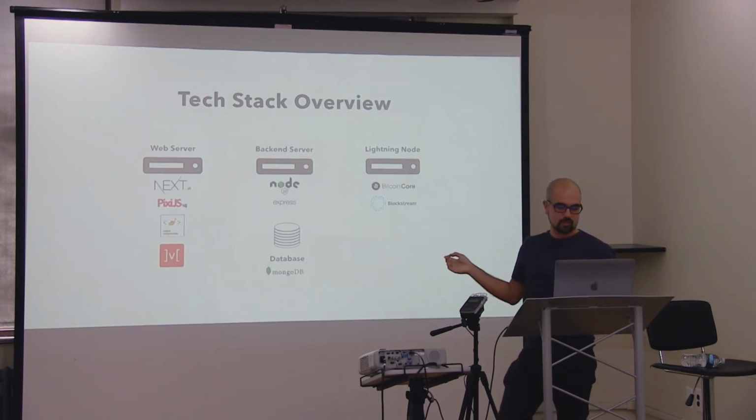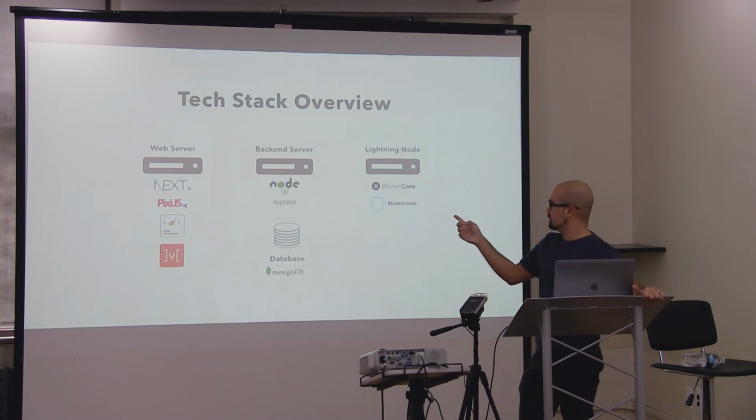Okay, so here are some of the libraries and frameworks that I use. For the client side, I use Next.js, which is a server-side rendering React framework, Pixi.js for handling the canvas, styled-components for making everything look nice and keeping it organized, and MobX for handling client-side state. On the backend server, Node.js and Express. The database is MongoDB, and the Lightning node is Bitcoin Core with C-Lightning and Lightning Charge.